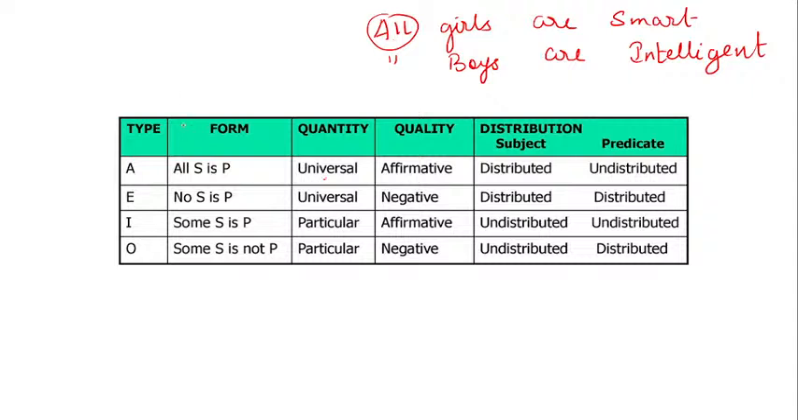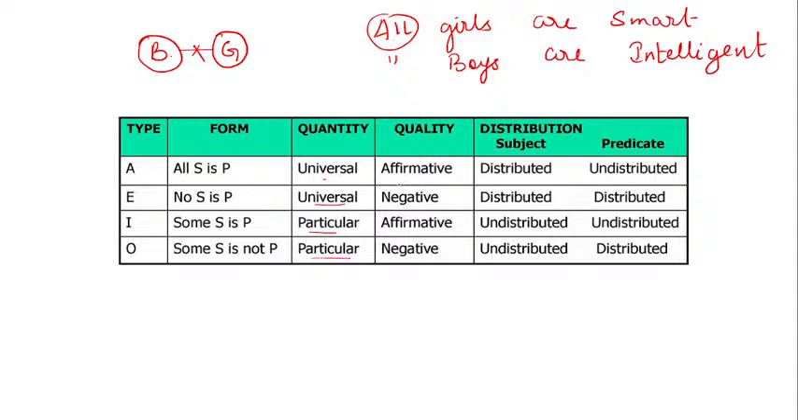Then no S is P. If we are saying no boys are girls, we are saying that no boy in this world is a girl or no girl is a boy. There is no relation between them. So it is a kind of universal statement. We are talking about each and every boy. We are talking about each and every girl. So no boy can be a girl. That means it is quantity. Some, if the statement has some in it, it is a particular statement. The quantity is particular, and some not is also particular.